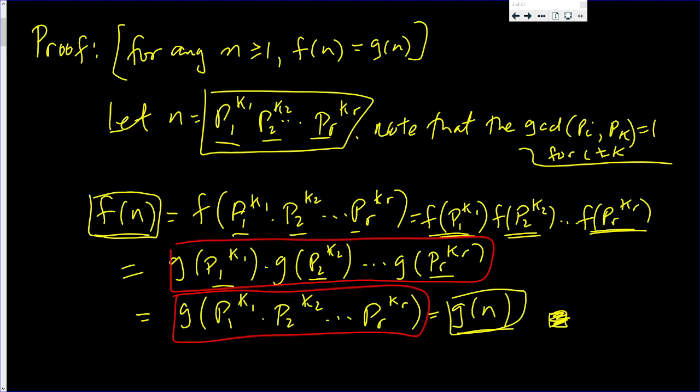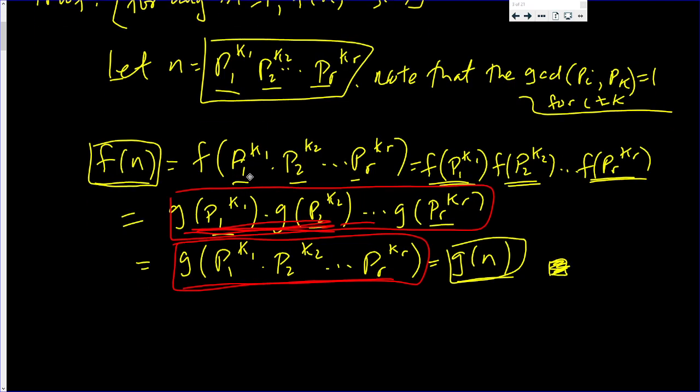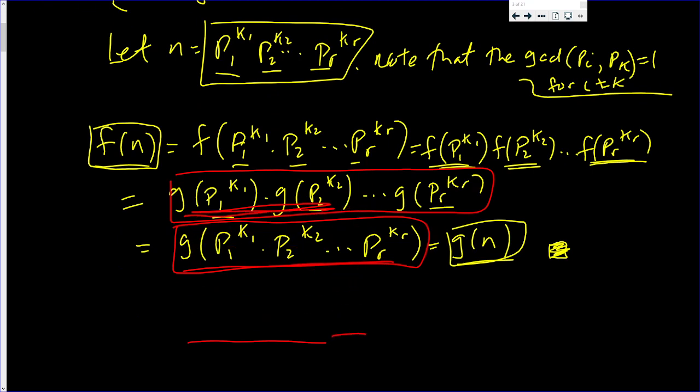But basically, this I can put together, and then I can put this with the p sub 3 to the k sub 3 together, and then I can keep adding one at a time. In the end, I will get to this. But that's exactly a property of multiplicative functions.